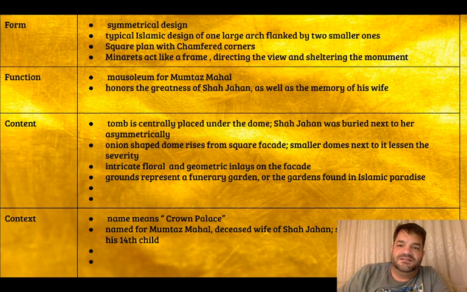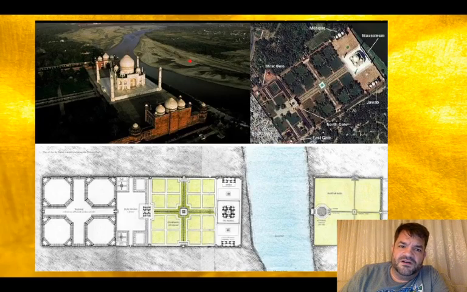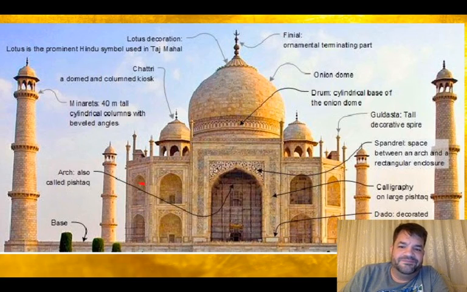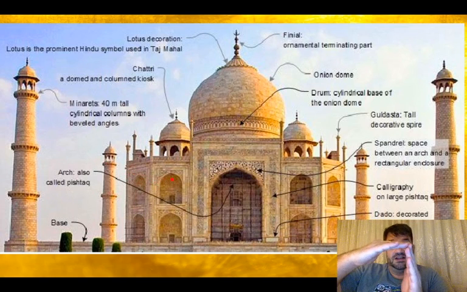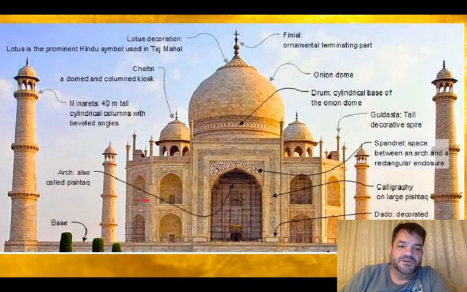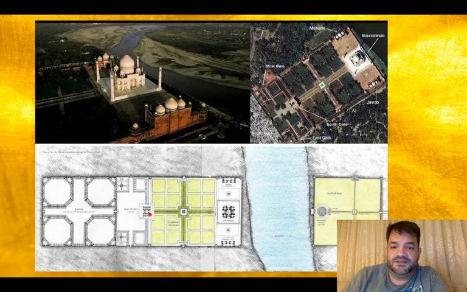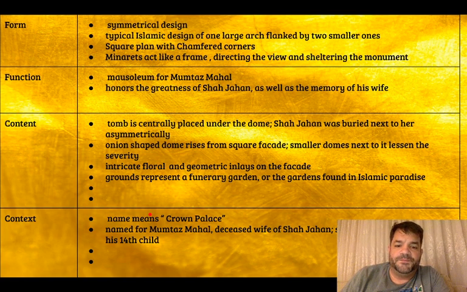So again, a tomb, a mausoleum designed for love, done in the Islamic style, incorporating these Islamic elements. If you notice, the corners are not, I don't want to say rounded, but they've got these chopped off. It's not a right angle. That's called a chamfered corner. Just FYI.